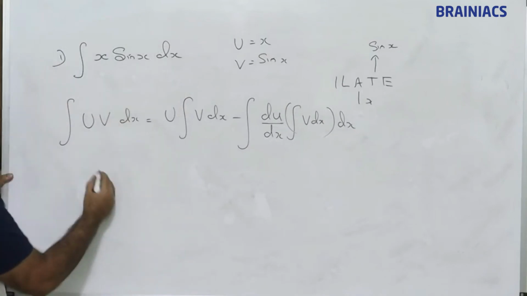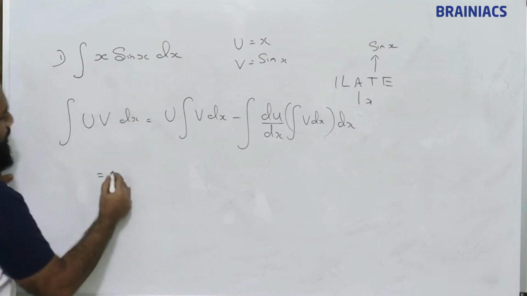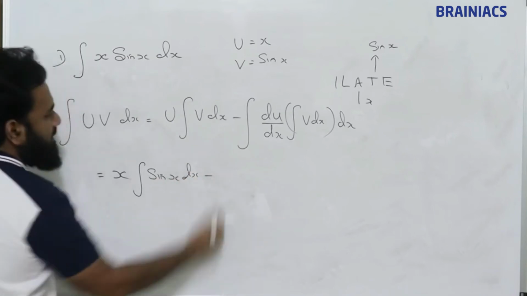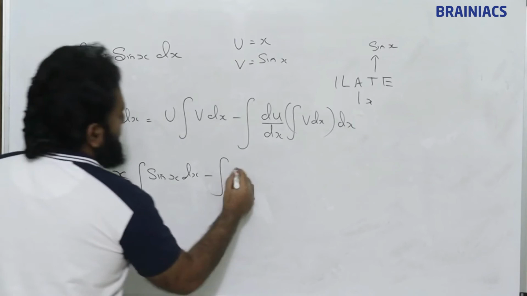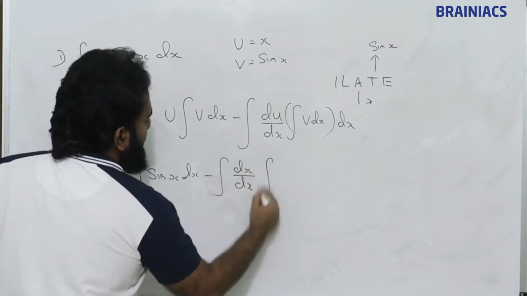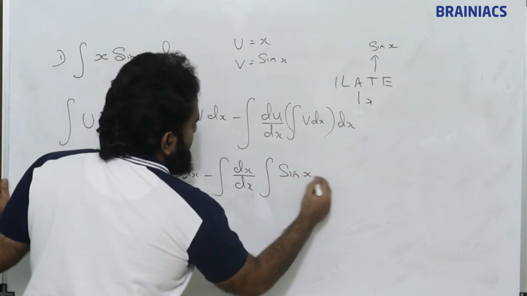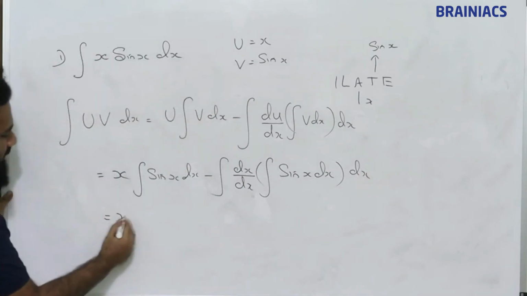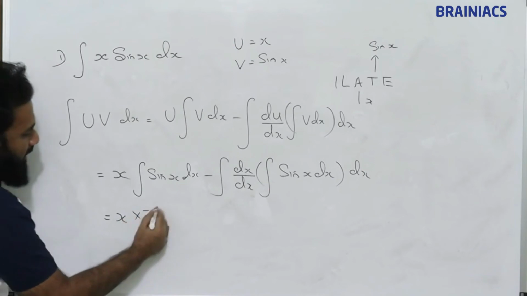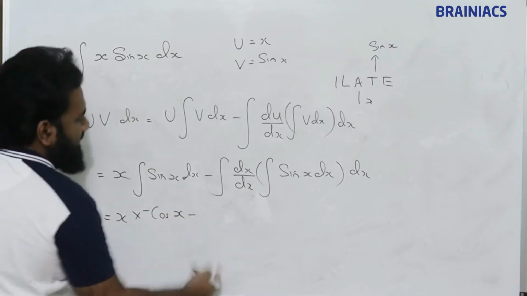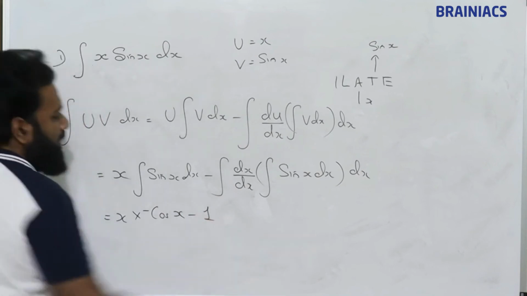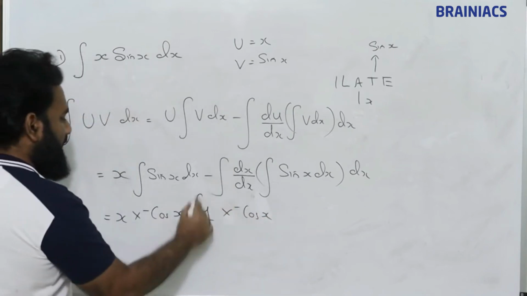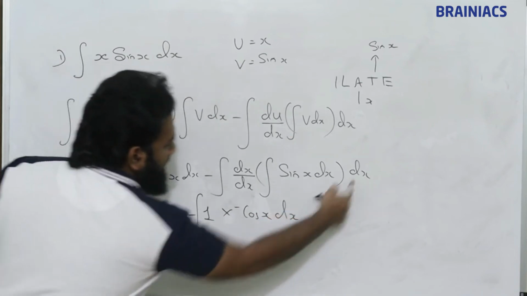Now we will do this. This is u, maintain as such, times integral of sin x dx, minus integral of du by dx, that is dx by dx, times integral of sin x dx, then dx. So x times, what is the integration of sin x? This is minus cos x, minus dx by dx, which is just 1, times integration of sin x dx, which is again minus cos x.